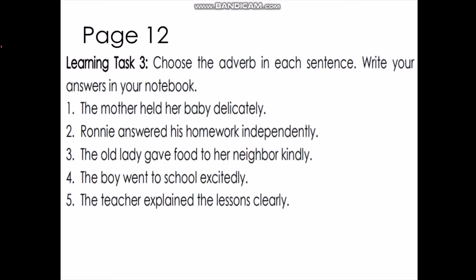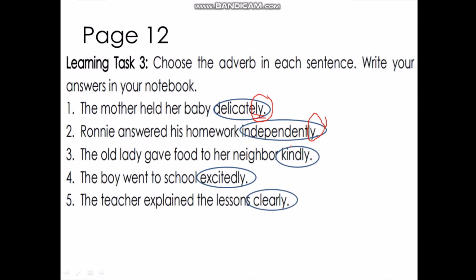So, if you're not yet done, click the pause button. If you're done, click the play button. For number 1, the correct answer is delicately. And why did we choose delicately? Because there is an ly here, so it means it's an adverb. So for number 2, the correct answer is independently, and again there is an ly. Number 3, it's kindly. Number 4, excitedly, and number 5, clearly. If you got all 5, good job.